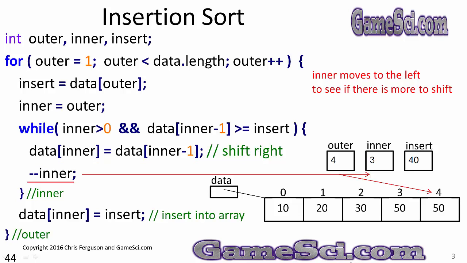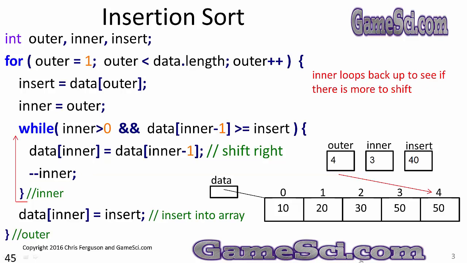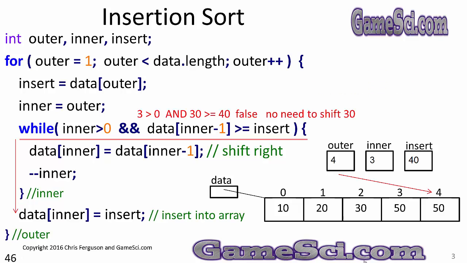Minus minus inner. Inner moves to the left to see if there's more to shift. We'll hit the end of the while loop and go back up to see if there's more to shift. 3 greater than 0 is a true statement, but 30, this guy right there, greater than 40 is a false statement. When the right side goes false, the whole thing is false. When this while statement goes to false, we will exit the inner loop. There's no need to shift 30 to make room for 40. Let's get out of that inner loop.